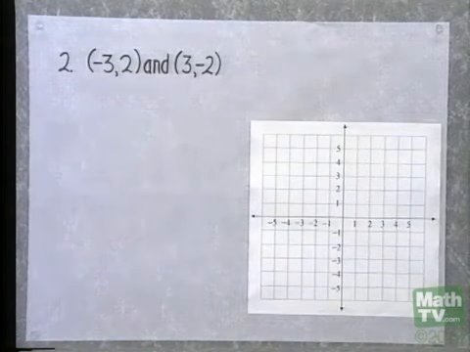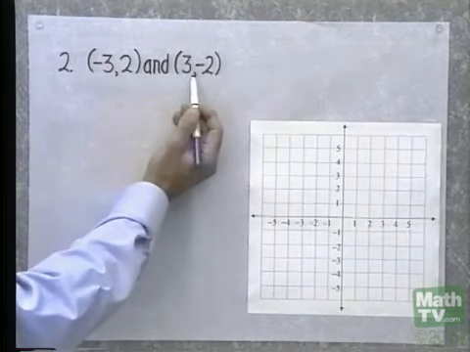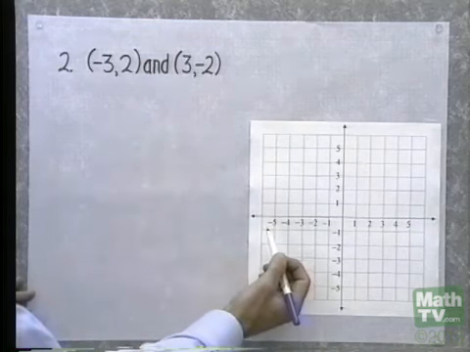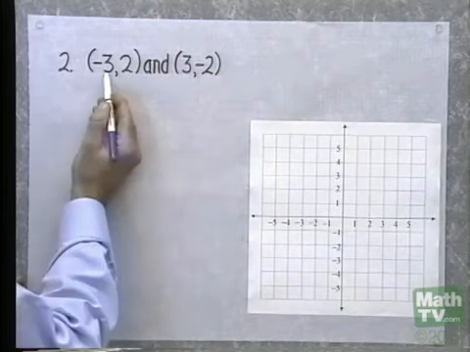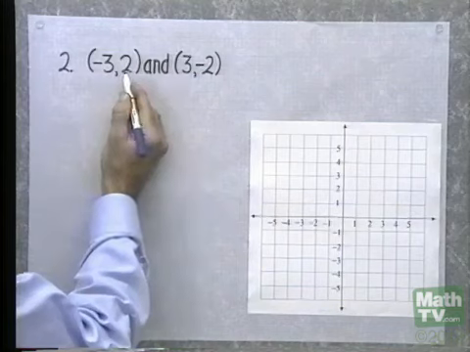This time I want to find the slope of the line that goes between -3, 2, that's this point, and the point 3, -2. This time let's start with the graph and then see if we can get the slope of this line from the graph, and then see if that matches what we get when we do it algebraically. So I'm going to graph the point x equal 3, y equal -2, x equal -3, y equal 2.